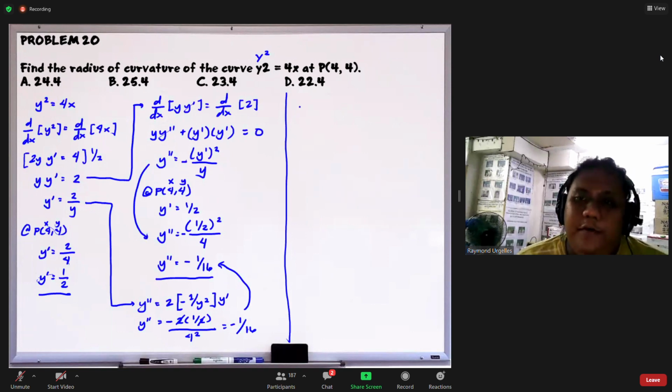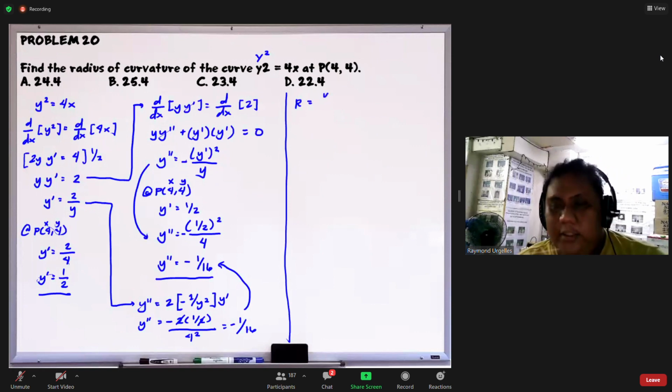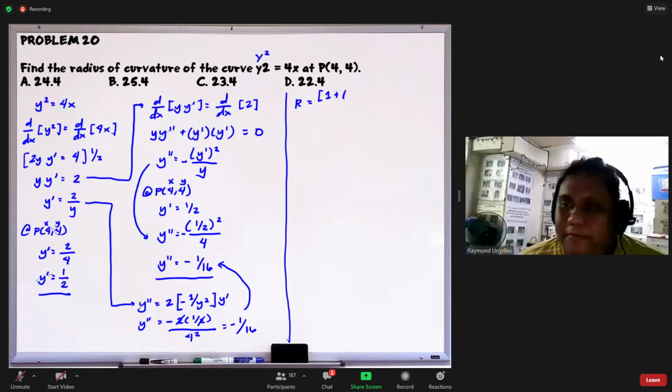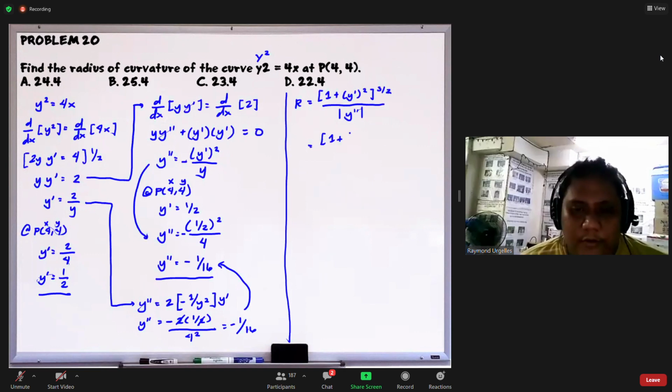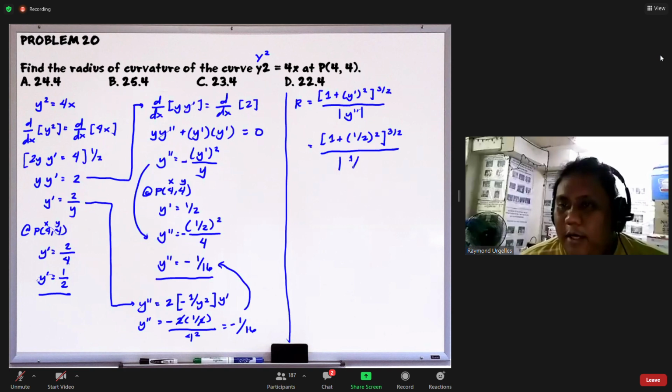Therefore, for the radius of curvature, we use the direct formula. Again, this is 1 plus y prime quantity squared, raised to 3 halves, divided by the absolute value of y prime prime. Then this will be given by 1 plus, what is our y prime? 1 half. This quantity squared, raised to 3 halves, divided by the absolute value of negative 1 over 16.